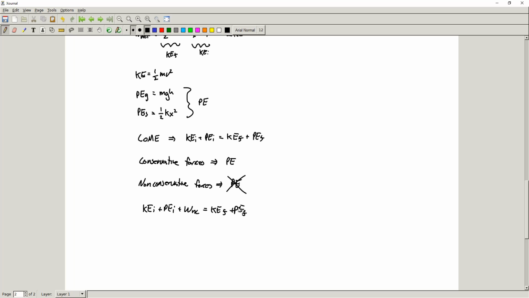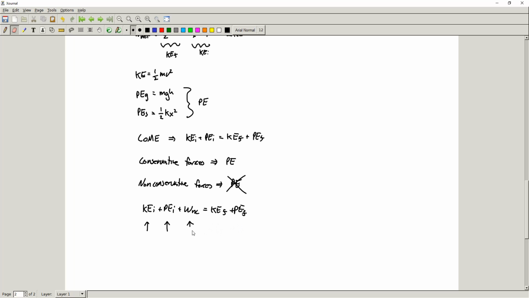Okay, that's kind of terrible, but in any case, we ended up with this equation, and what is this equation telling us? Well, this equation is telling us that whatever our initial kinetic energy is, and whatever our initial potential energy is, in whatever form that may be, spring energy, gravitational, doesn't really matter, whatever our initial kinetic and potential energy summed up, plus the non-conservative work done on the system, has to give us our final kinetic energy plus whatever our final potential energies are, okay?